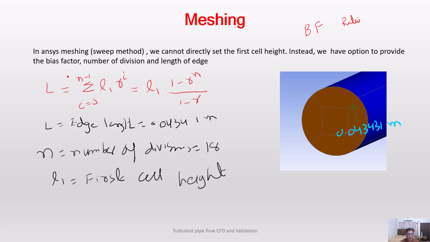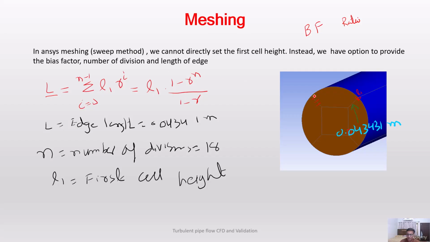Okay, so the formula is that the total length of the edge is the number of cells you are putting there, all added together. So the geometry length will be equal to the summation for i from 0 to n minus 1 of L1 times R to the power i. L1 is the first cell height that we are looking for, and n is the number of divisions, how many divisions you are going to put on your mesh.